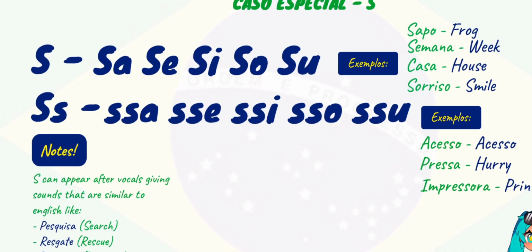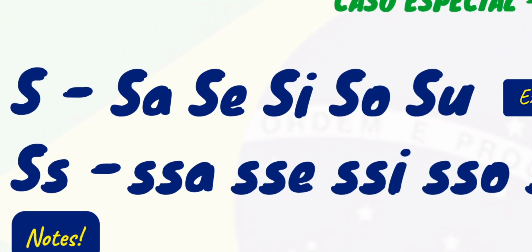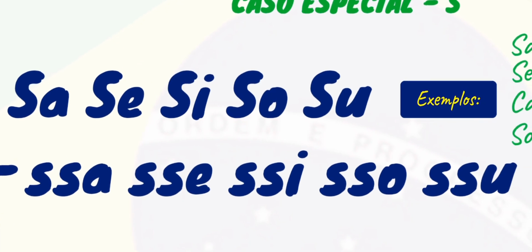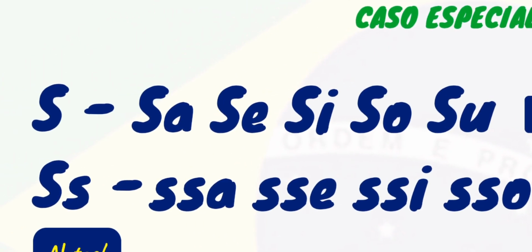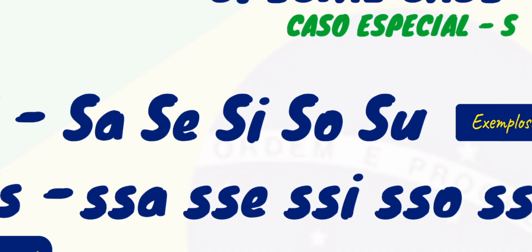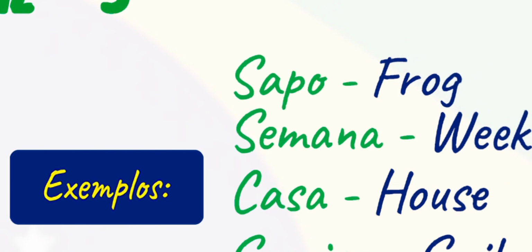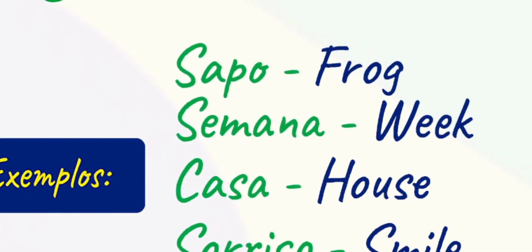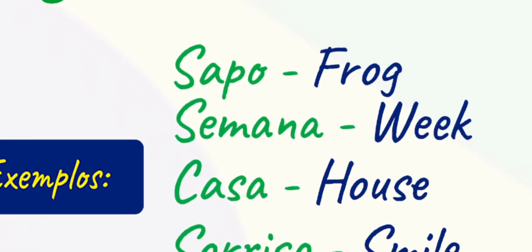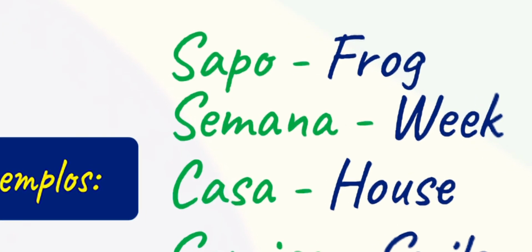Then we go to S. S has two ways to pronounce. So we have sa, se, si, so, su. It follows the same principle as R. It's pretty similar. So, if S appears at the start of the word, it will have the sound of sa, se, si, so, su, like in sapo, that's frog, or semana, that's week. So S at the start of the word.